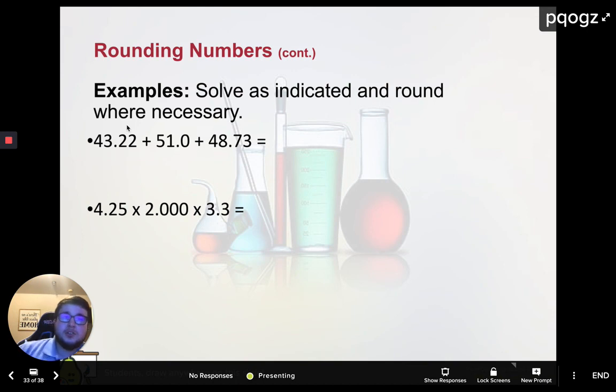Okay. All right, so go ahead and try and solve these. Remember, adding and subtracting, round off based on your decimal places, whichever one has the fewest. Multiplying, round off based on your sig figs, whichever one has the fewest. So go ahead and pause, answer these, and come back when you're done.